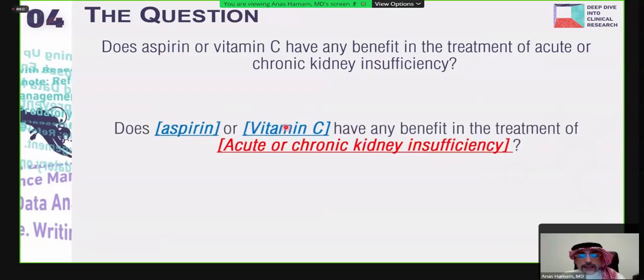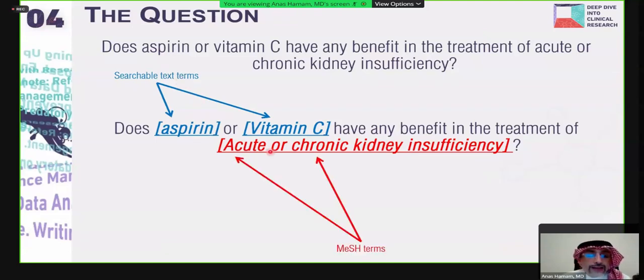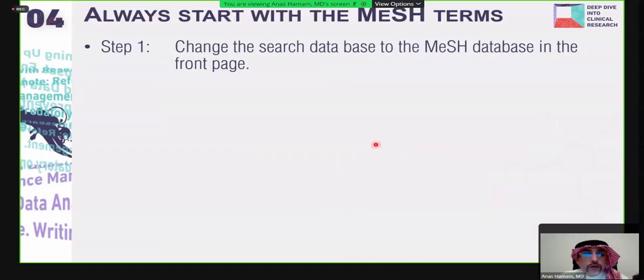So aspirin and vitamin C, these are the text terms. This is what I'm going to search as text. Whereas acute and chronic kidney insufficiency, this is the disease. This is the medical subject term, because I can say acute kidney insufficiency, I can say acute kidney failure, I can say renal insufficiency. So a lot of different combinations. So you always start your search with the MeSH terms.